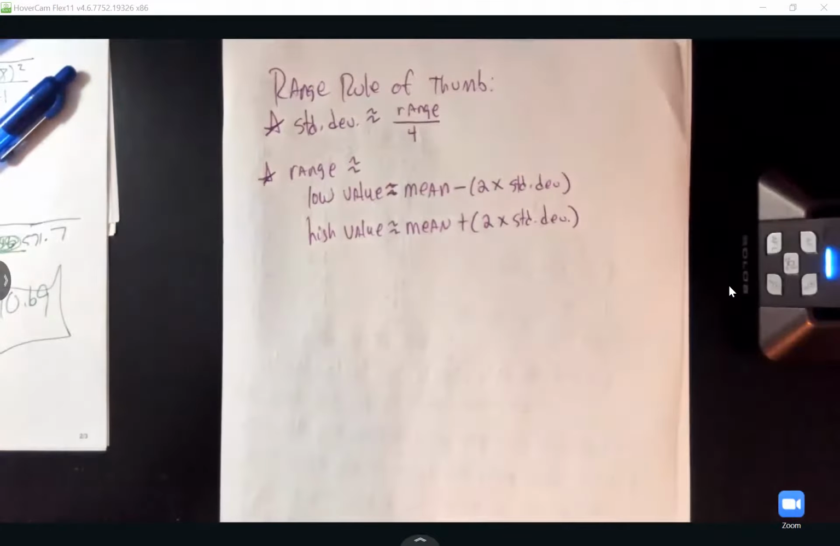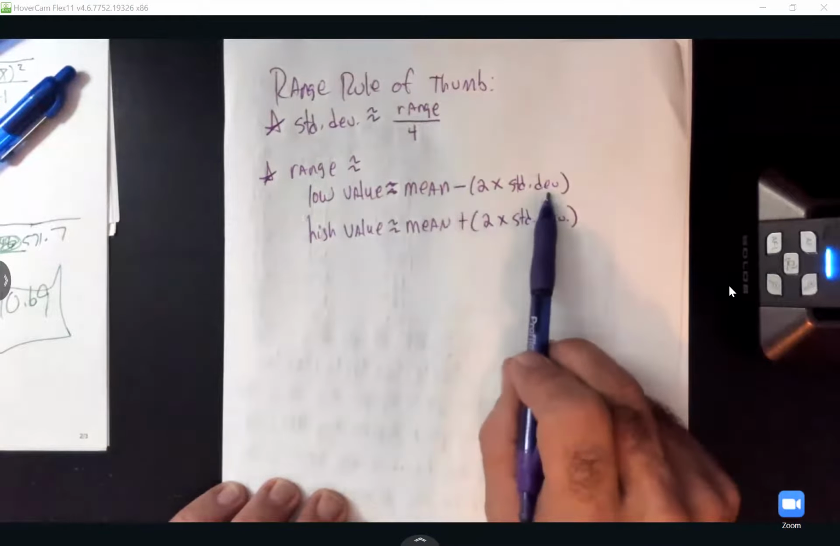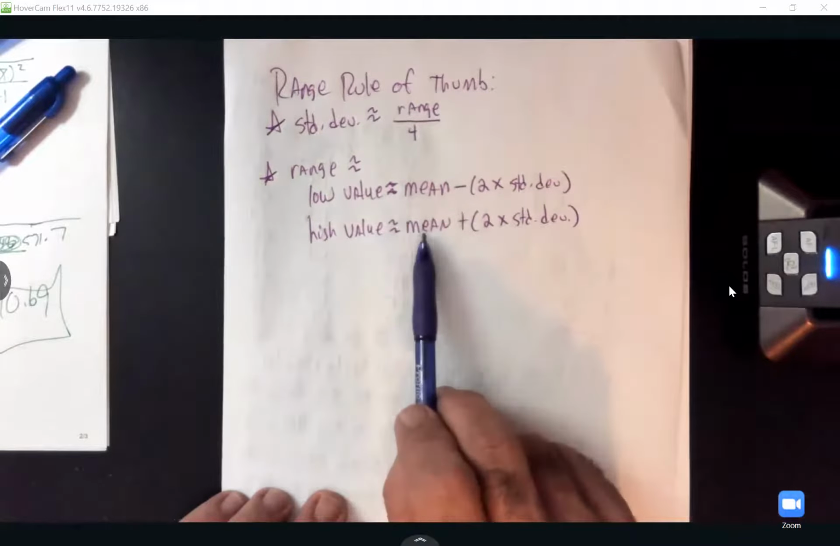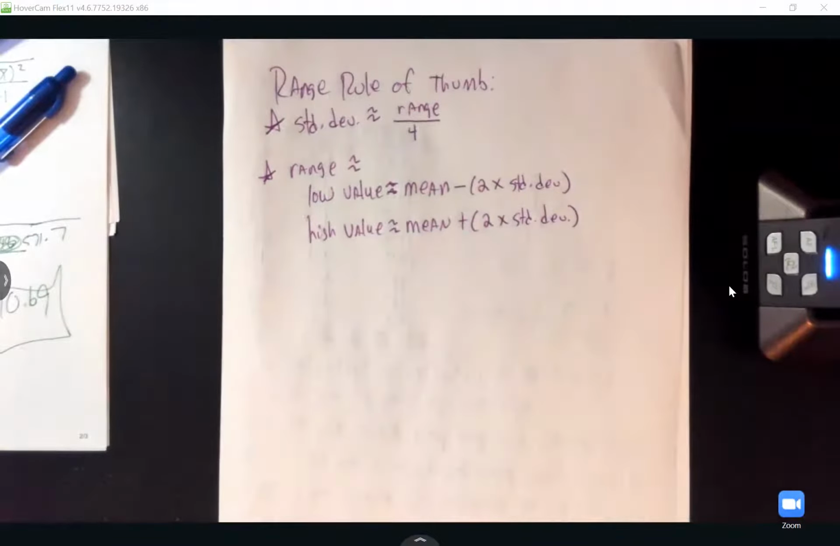So what you're saying, if you know the range, then we can almost find the standard deviation. We can get close to it if we take the overall range and divide by 4. If I don't know the range, but I know my standard deviations, I can find the low value by taking the mean minus 2 times that standard deviation. I can find the high value by taking my mean plus 2 times my standard deviations.